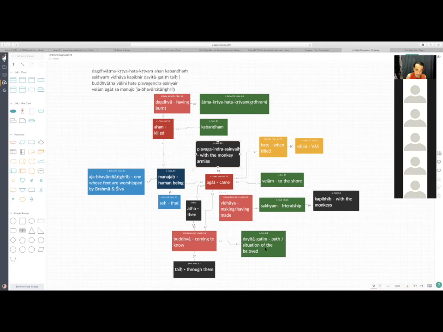That comes from coming to know of her situation and making all the plans, which is what's implied. He went to the beach of the ocean. So this is the verse. Any questions?